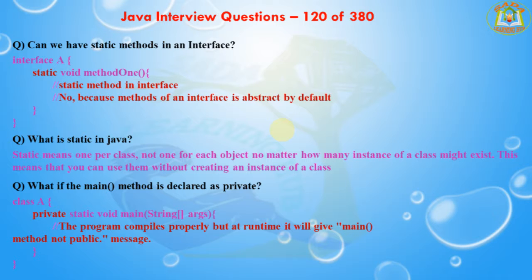The next question is, what is static in Java? Static means one per class, not one for each object, no matter how many instances of a class might exist. This means that you can use them without creating an instance of a class.